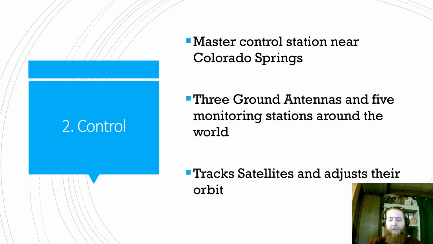The second part is the control. There's a master control station near Colorado Springs, in the United States, and there's 3 ground antennas and 5 monitoring stations around the world. And what these do is if the satellites get out of position, we readjust them, make sure that they get back into the right place. We adjust their orbit to make sure that they stay in orbit and that they stay where they're supposed to be. They're in geosynchronous orbit, so we make sure that they stay where they're supposed to and that they're functioning properly and have the proper software and programming to stay functional.